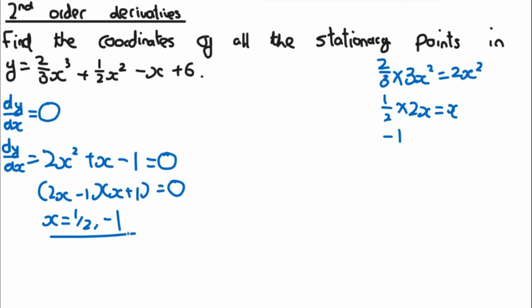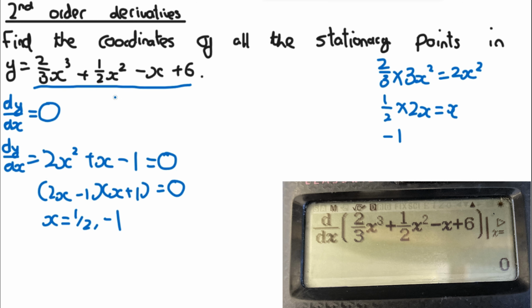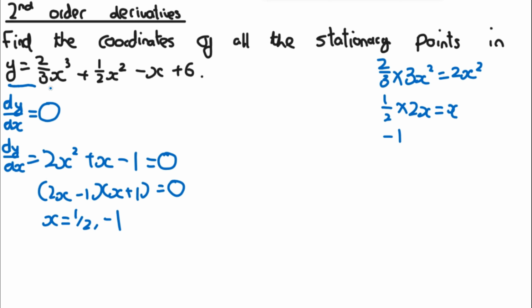So these are the two x values, and again you can check your answer by putting this function into your calculator and then putting in a half and minus 1 as the x values, and this should give out equal to 0. So this is a really good way to check your answer, and therefore to find the coordinates we just need to find y, and therefore we just sub the x coordinate into this.